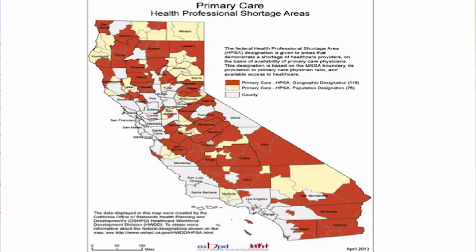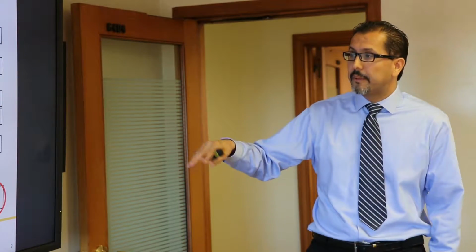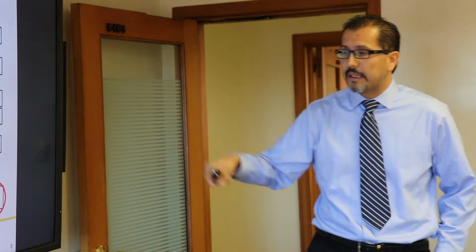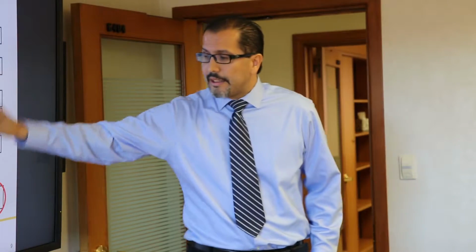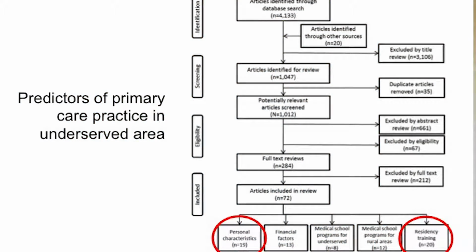And the reason I put this slide up is that I just completed a systematic literature review of predictors of primary care practice in underserved areas, for a paper that's in revision in Academic Medicine. So we know a lot. There's a lot of literature about predictors of practice in underserved areas, and family medicine has been a big leader in this research.